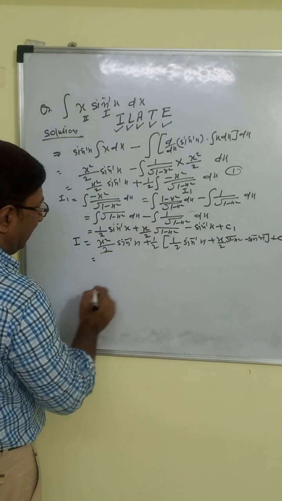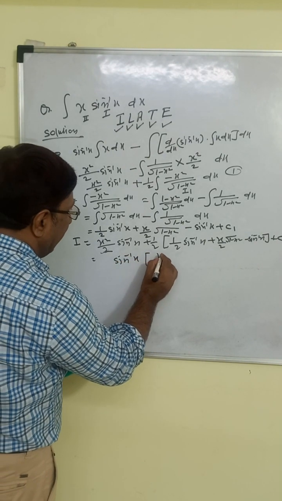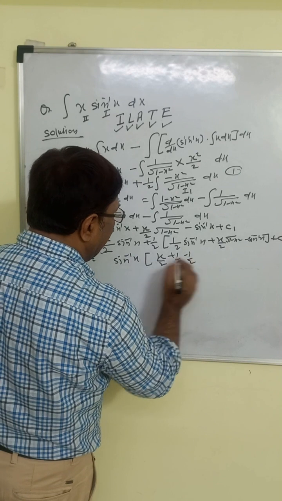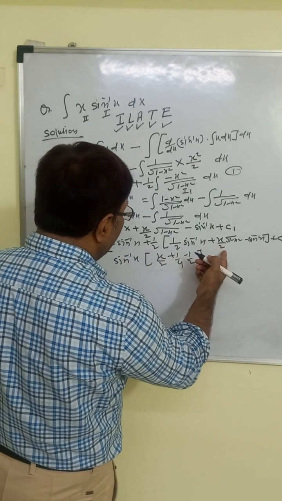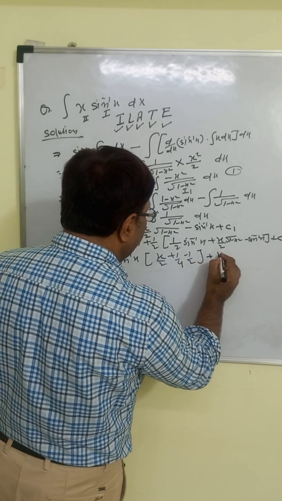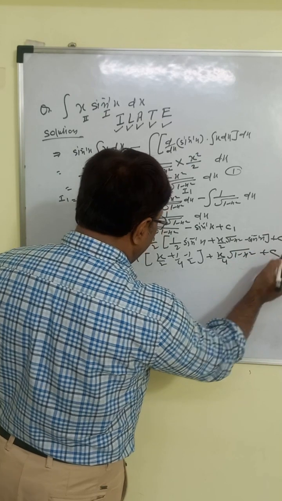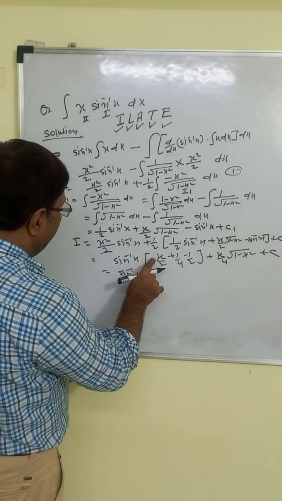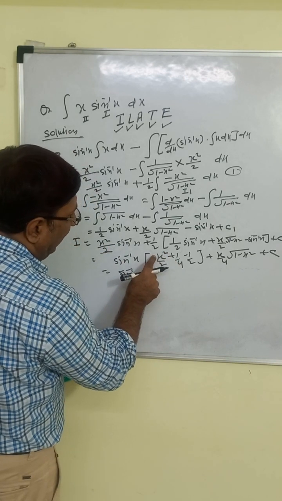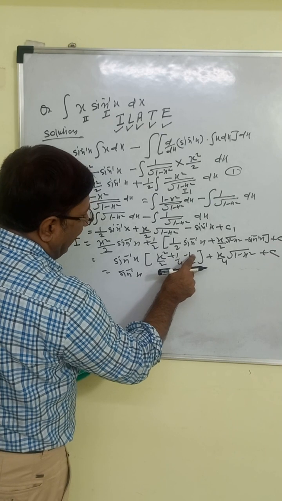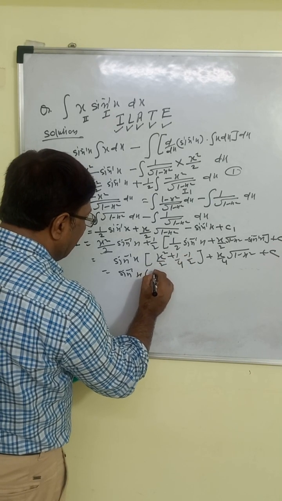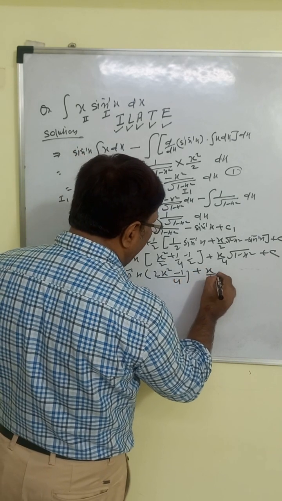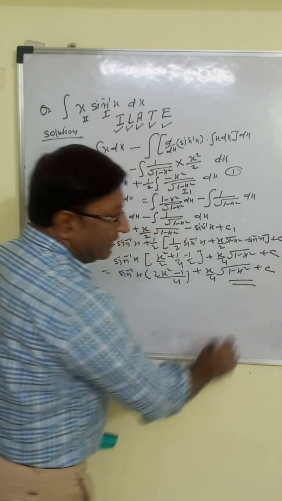Now if we solve this, taking sine inverse x common, we get x square by 2 plus 1 by 4 minus half. And half into the other term gives x by 4 root under 1 minus x square plus c. When we solve this, the LCM is 4, so x square by 2 becomes 2x square, plus 1, minus 2, giving 2x square minus 1 divided by 4. So we can write 2x square minus 1 over 4 sine inverse x plus x by 4 root under 1 minus x square plus c. This is our correct answer.